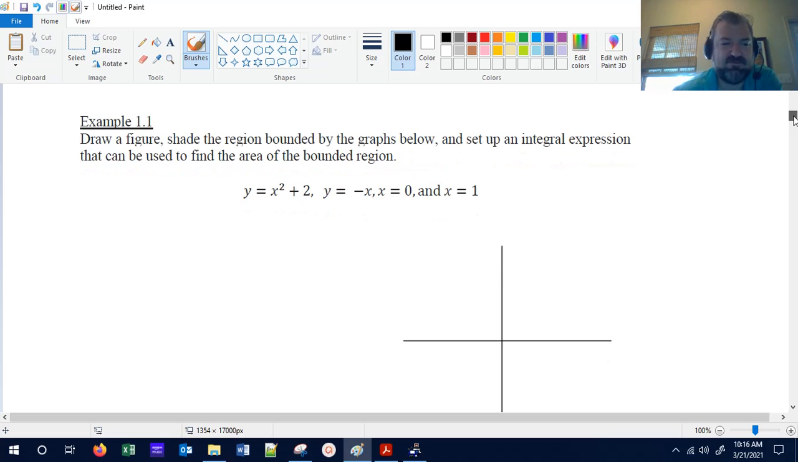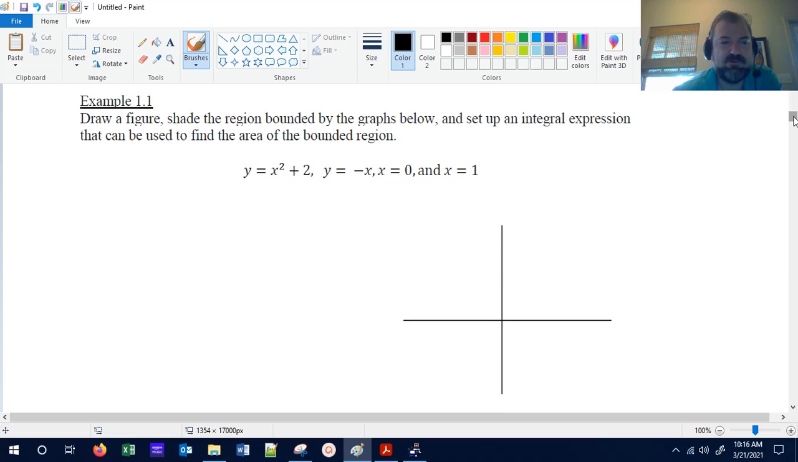All right, example 1.1. Here we go. We're going to draw a figure, and we'll shade the region bounded by the graphs, and then we'll set up an integral expression that can be used to find the area. When you're solving a problem like this without a calculator, you need to focus on the important parts of drawing a sketch. And if they don't say draw a sketch, you should probably draw one anyway. The important part of your sketch is you need to know which graph is on top of which. You also need to know where they intersect.